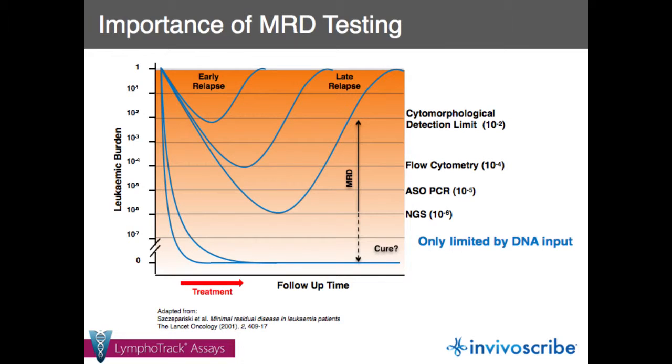Now, the other thing that you said was important when we talked to various customers was minimal residual disease testing. This graph is a representation of the data from a Lancet article. It shows the leukemic burden and shows the importance of keeping that leukemic burden low. Low leukemic burden indicates good prognosis. High leukemic burden indicates failure and early relapse.